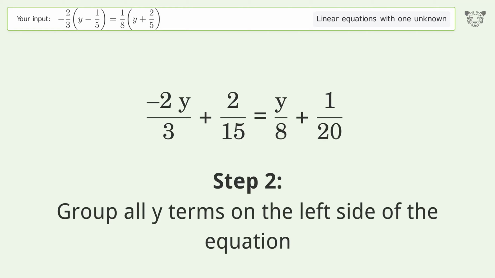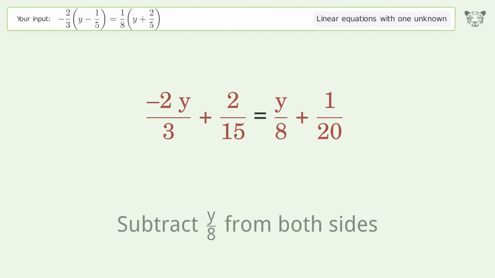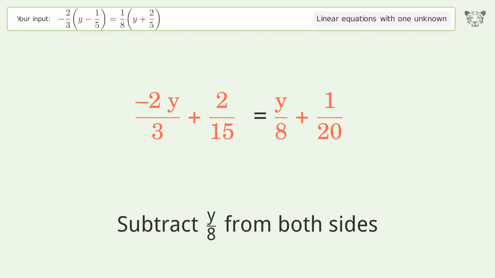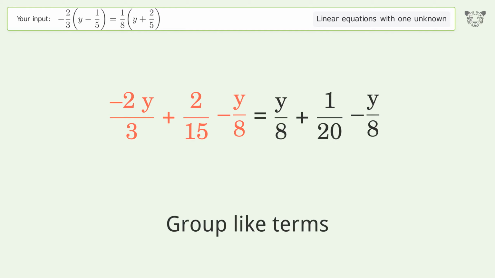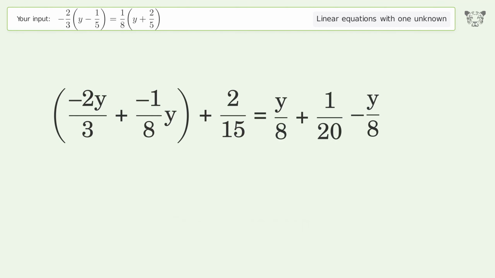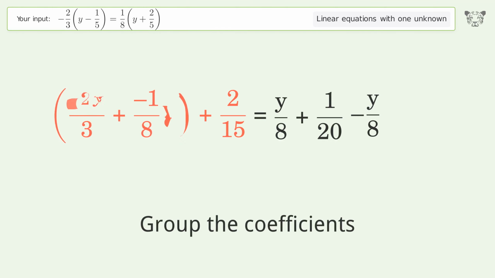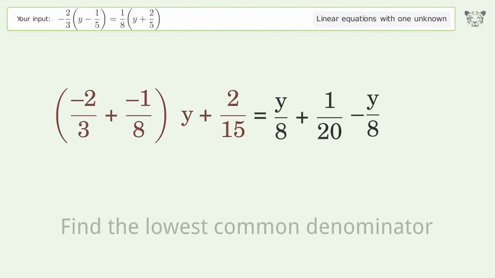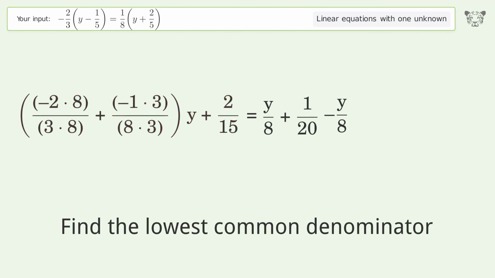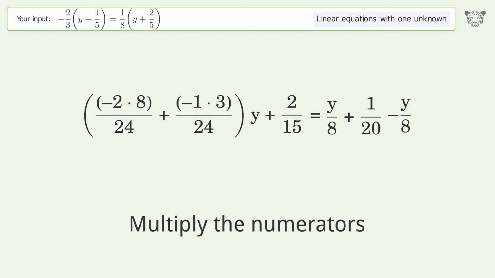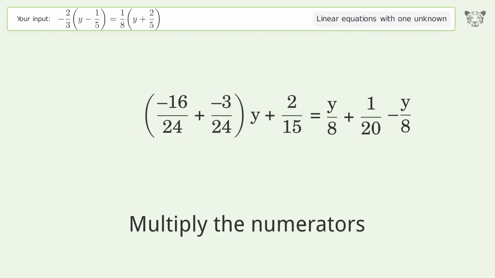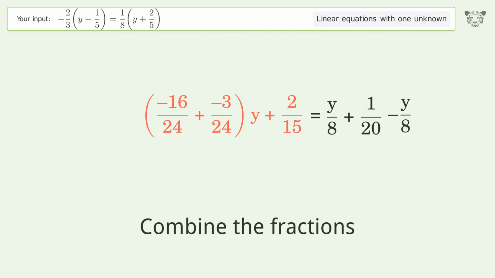Group all y terms on the left side of the equation. Subtract y/8 from both sides. Group like terms. Group the coefficients. Find the lowest common denominator. Multiply the denominators. Multiply the numerators. Combine the fractions.